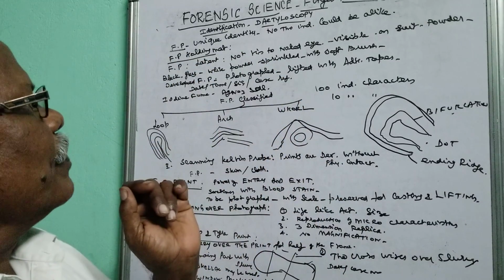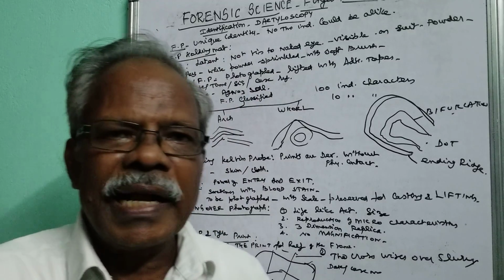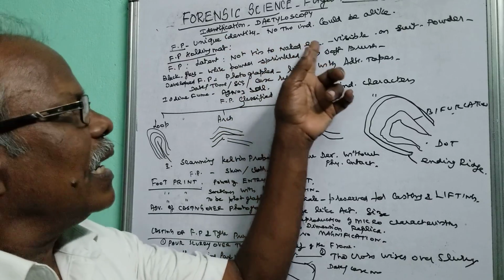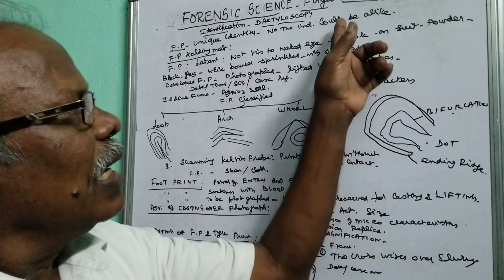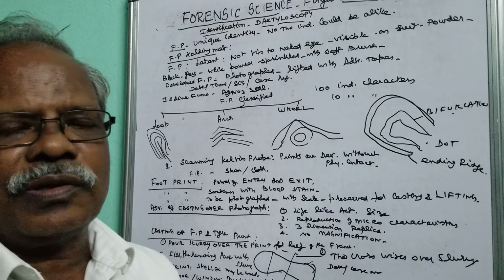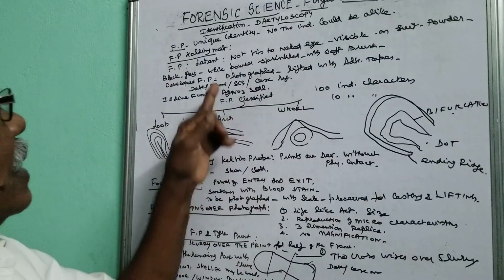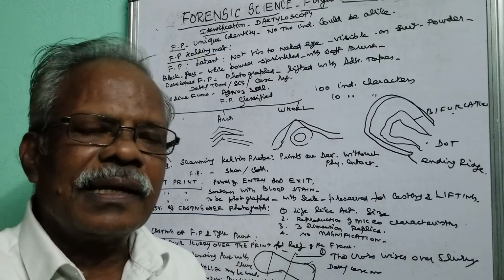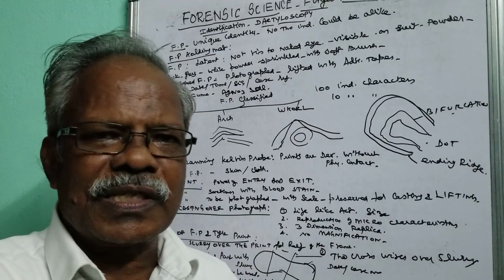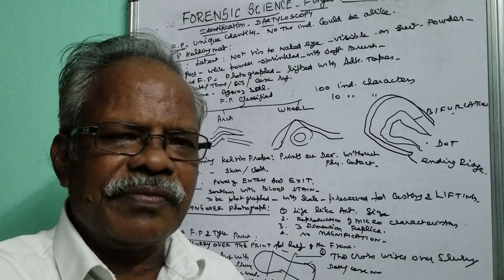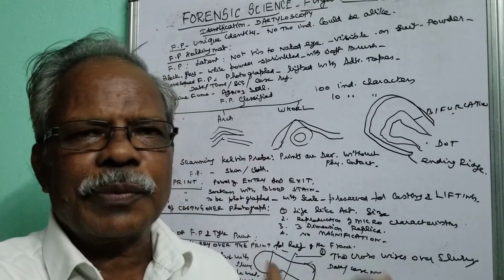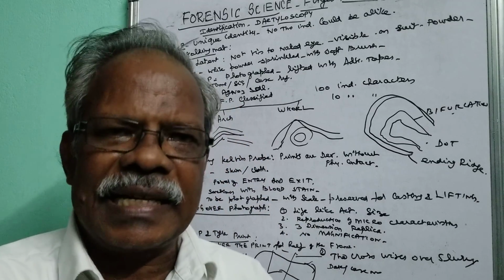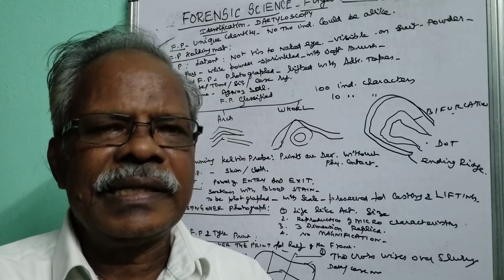That we are going to see. So fingerprint is a unique identification, and no two individuals' fingerprints will be alike. Fingerprint-holding materials will be there, it may be soft surfaces, or the place in the crime scene where the fingerprints are left. Fingerprints are usually latent, that is, not visible to the naked eye.